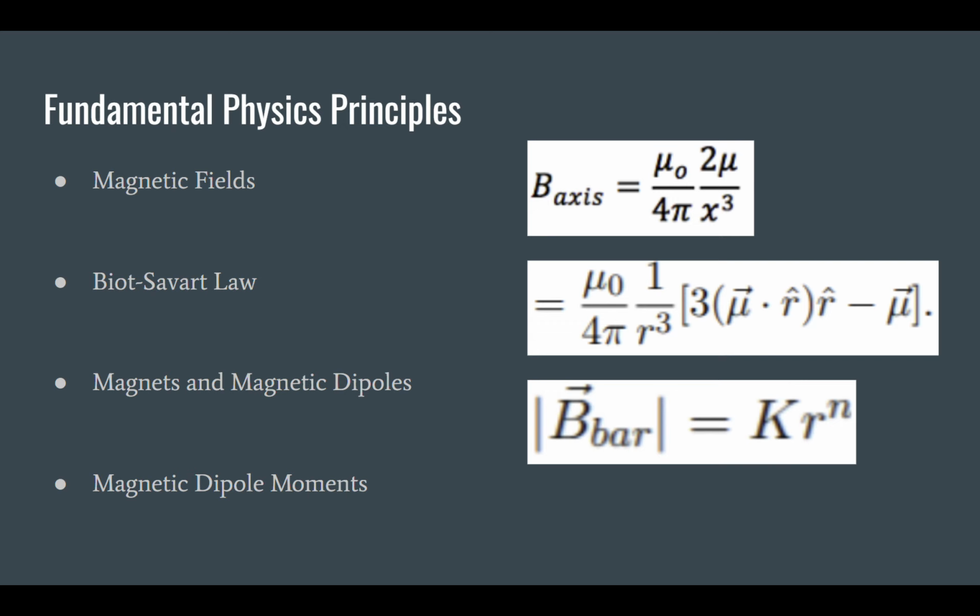The magnitude of the magnetic field due to a bar magnet decreases as the observation location is moved farther from the bar magnet. This distance dependence can be expressed by the equation magnetic field is equal to k times r raised to the n, where k and n are found from experimental data.